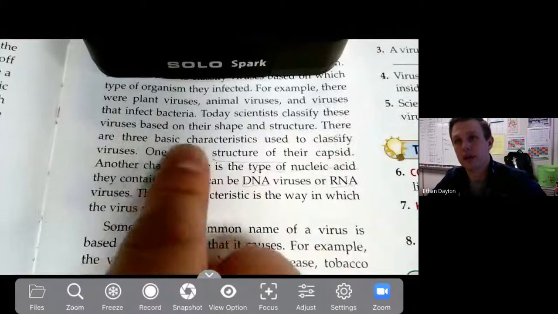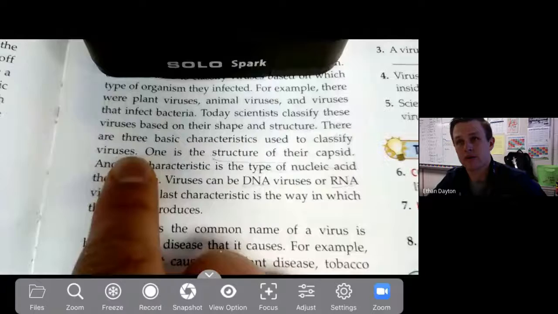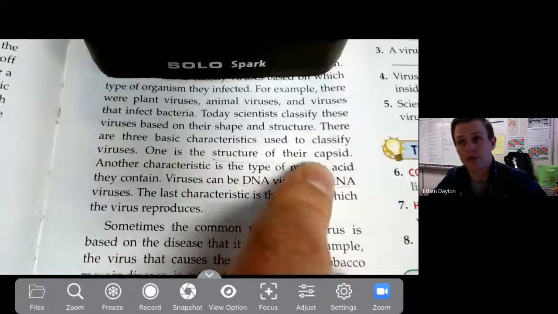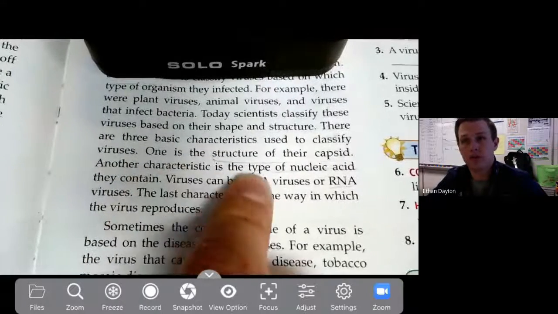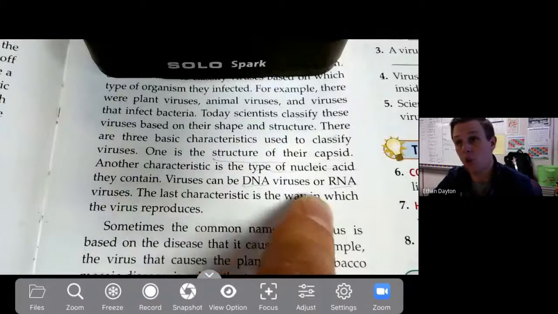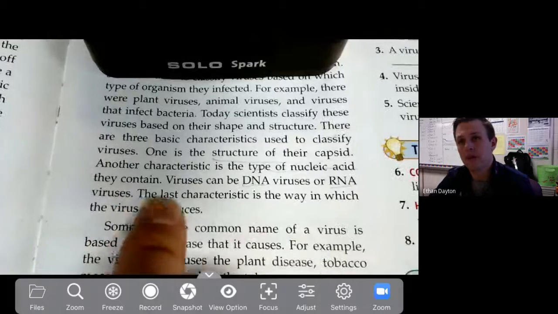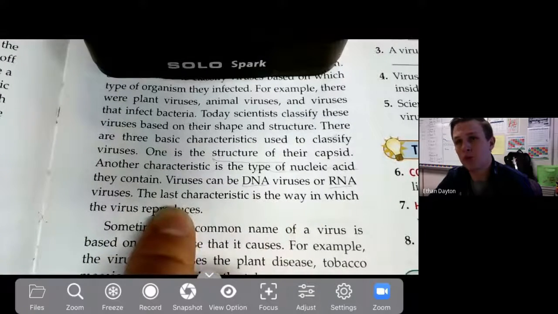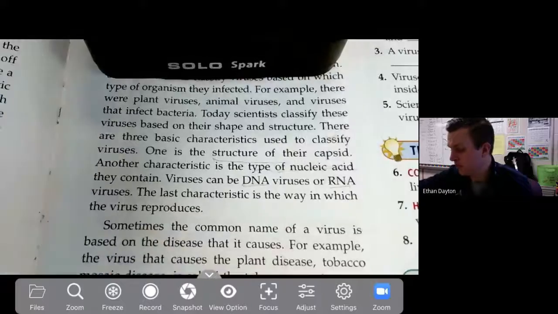There are 3 basic characteristics used to classify viruses. One is the structure of their capsid. Another characteristic is the type of nucleic acid they contain. Viruses can be DNA viruses or RNA viruses. The last characteristic is the way in which the virus reproduces.